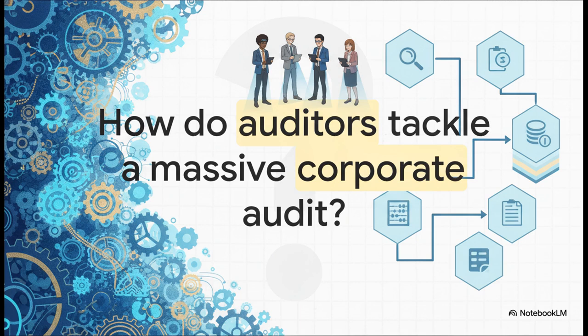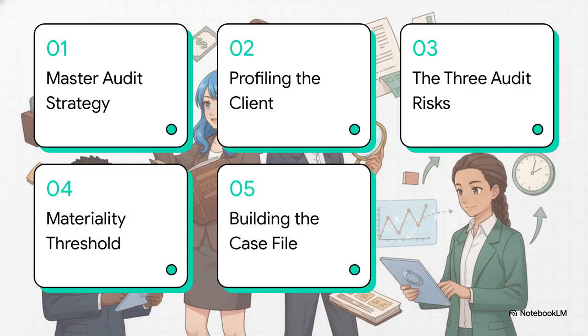The sheer scale, the chaotic and complex nature of a modern corporation's finances. You can't just dive in and start randomly checking receipts. To mitigate total disaster and actually uncover the truth, auditors need a highly structured, step-by-step procedural solution. Okay, let's dive into this.